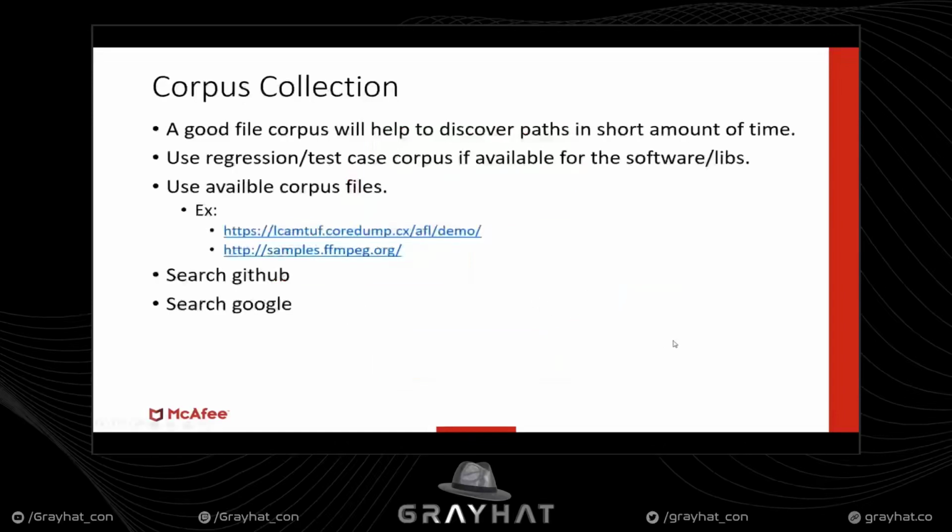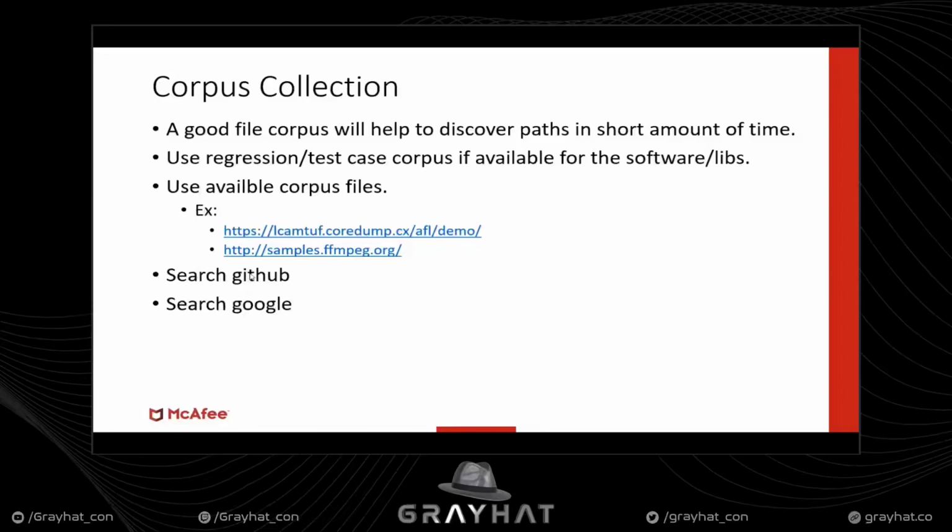Now let's move on to another topic, that is corpus collection. Before you start fuzzing, it is always a good idea to have a good file corpus, because that will help your fuzzer quickly discover new paths and new crashes in a short amount of time. Even a coverage guided fuzzer can discover file formats on its own, but it will take a lot of time. So if you provide a good initial corpus, then that will be helpful.